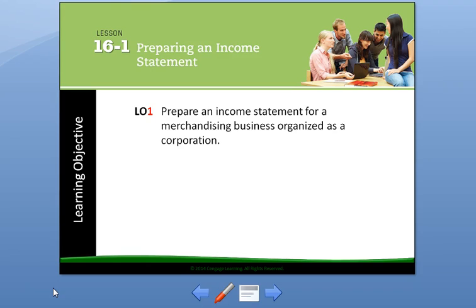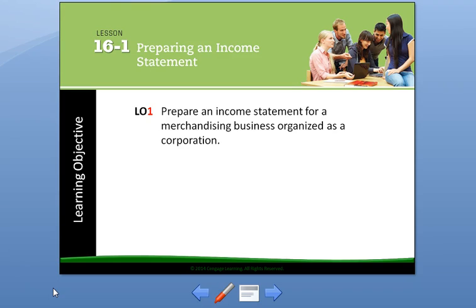through. First of all, we're going to learn how to prepare an income statement for a merchandising business organized as a corporation. So we're going to work on income statements. Then a statement of stockholders' equity, then a balance sheet for a business organized as a corporation. Next, preparing closing entries, and then a post-closing trial balance. So lots to do this chapter. And let's get right into it.